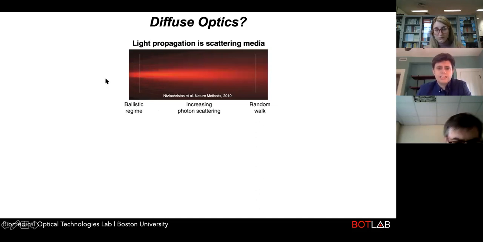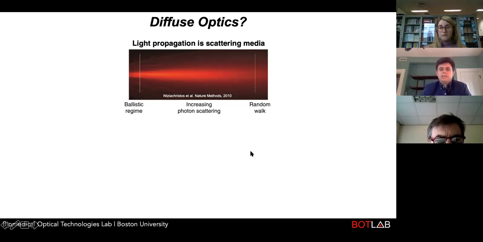On the left side, where the light is coming into this medium, we have what we call the ballistic regime. This means that most of the photons have traveled and not yet undergone significant scattering events. As we move to the right, there's increased photon scattering until the point where those photons are propagating almost isotropically. They're undergoing random walks and propagating in every direction, so they've lost that initial directional flux. We can model how light moves on this side of the plot using versions of the diffusion equation, and that's why we call it diffuse optics.